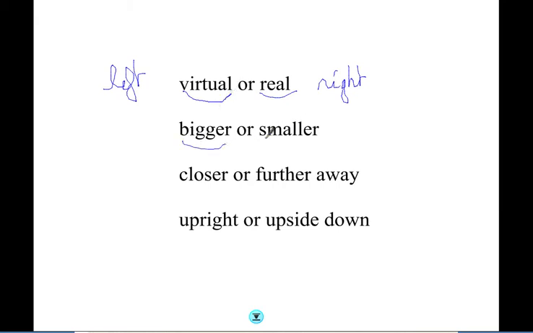It can be bigger or smaller than the object, it can be closer or further away from the optical center. Finally, it can be upright, the same direction as the object, or upside down if its direction is the opposite direction of the object.